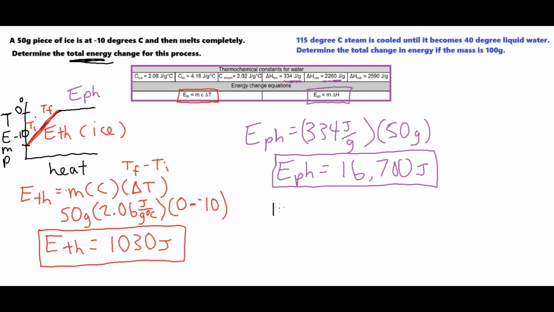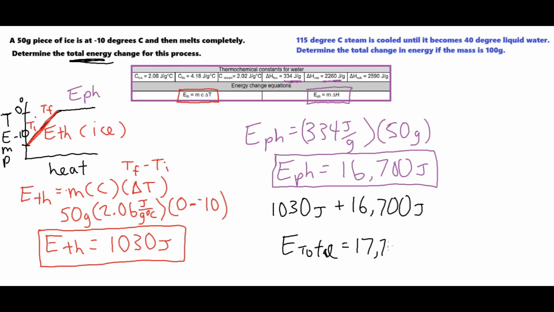So we have 1,030 joules plus 16,700, and then we have our total of 17,730 joules.